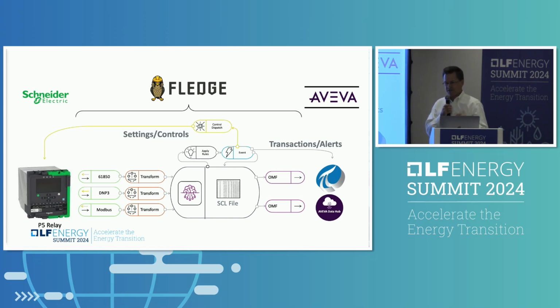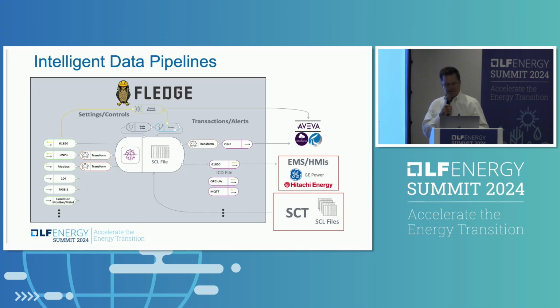That's an intelligent edge. Make sense? So you have your SCT, create an SCL file, send the SCL file to Fledge. Fledge created the data pipelines from that file back to the historian and the EMS system. Use case number 1.